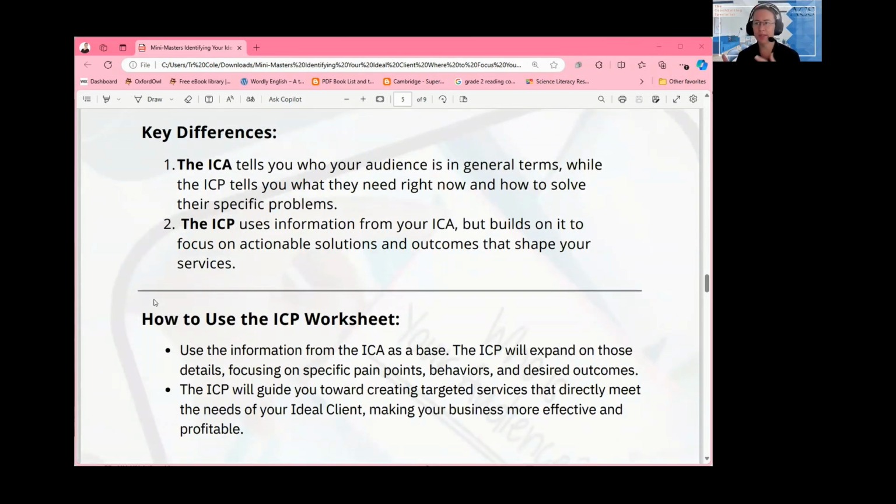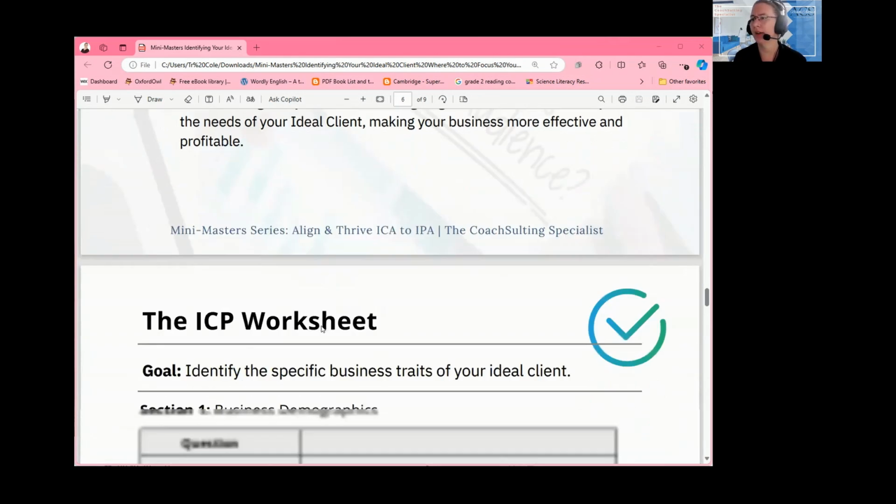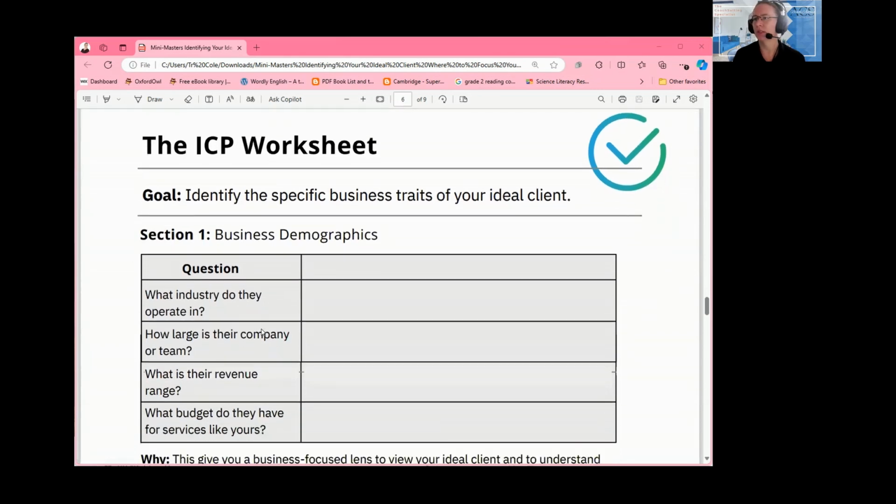So in our workbook, we can see here that we have just a little recap on the ICA and ICP. And in my mind, this is exactly how I keep them separate. ICA tells you who your audience is in general terms, while the ICP tells you what they need right now and how to solve their specific problems. Okay? So you use the information of that character to build on and focus on actionable solutions. Okay? All right.